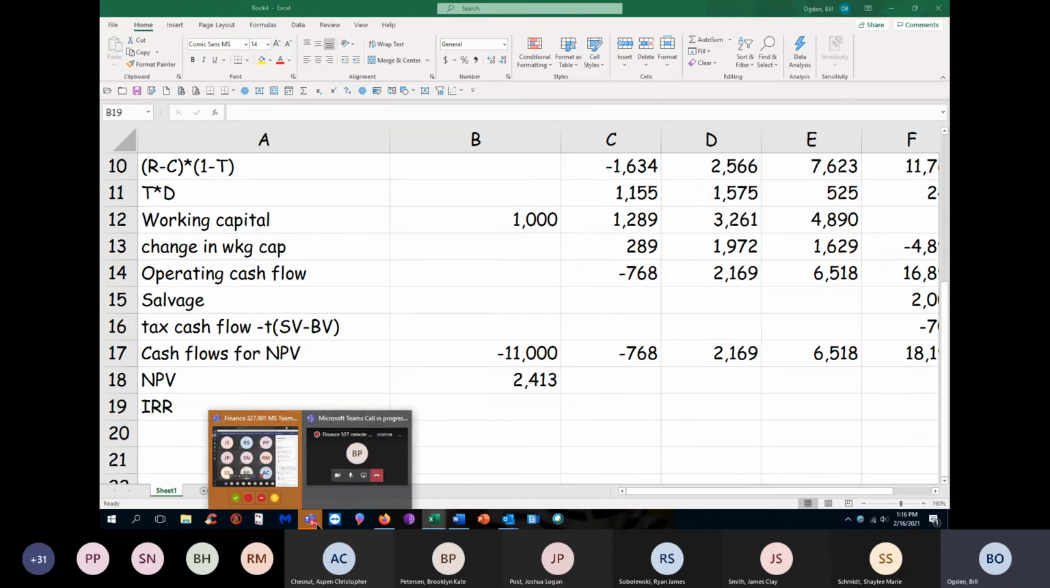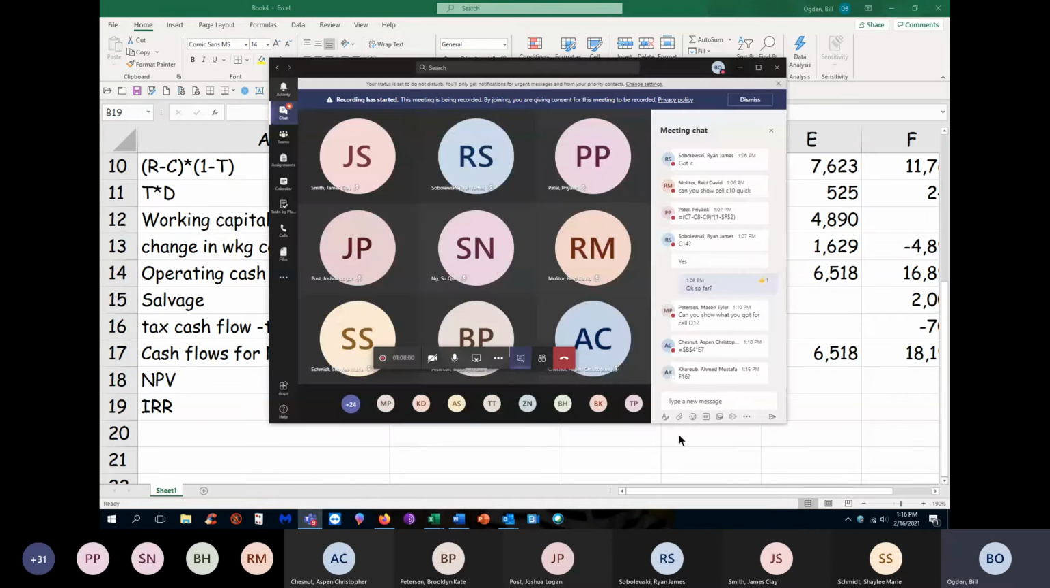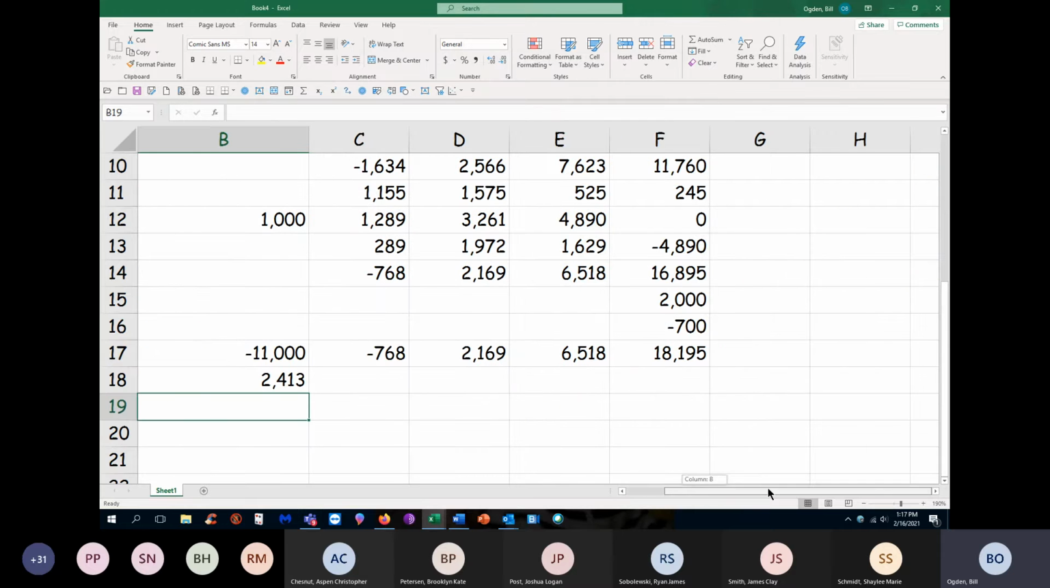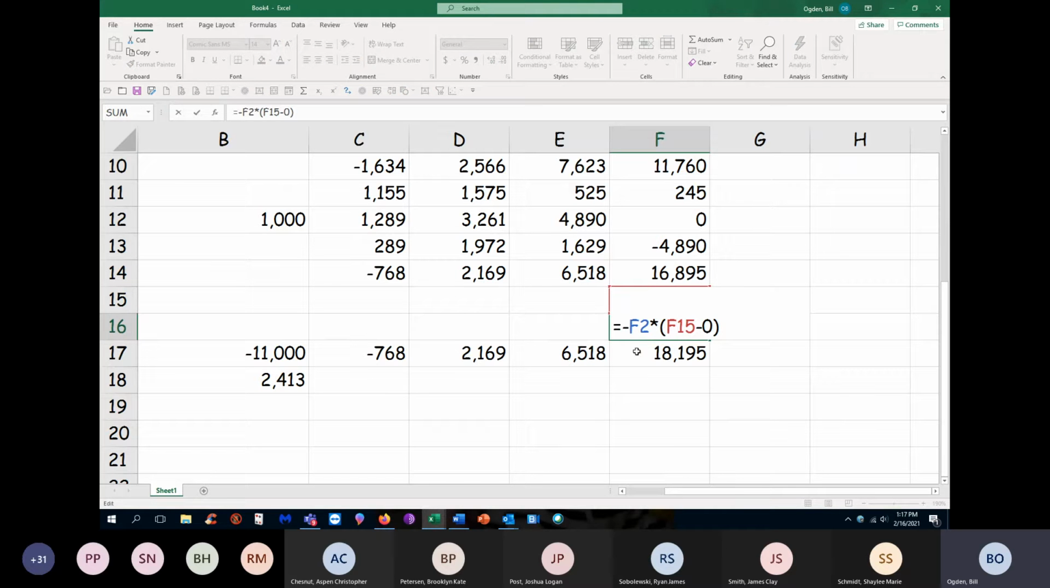Uh-oh, got a question here. Sorry, I missed that. What are we asking about? F16? Let's see. F17. Let's show both F16 and F17. All right, let's go back. F16. Okay, so that's minus T times the market salvage minus the book.